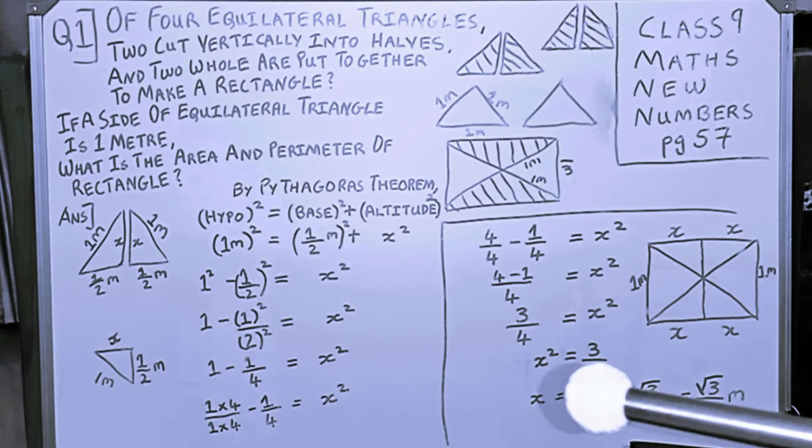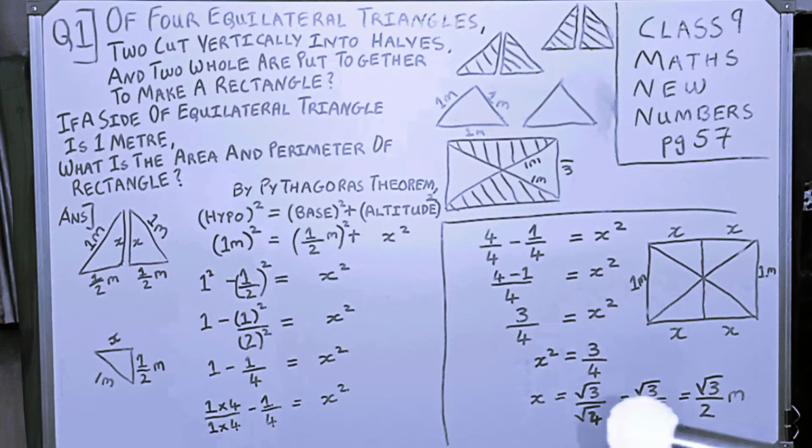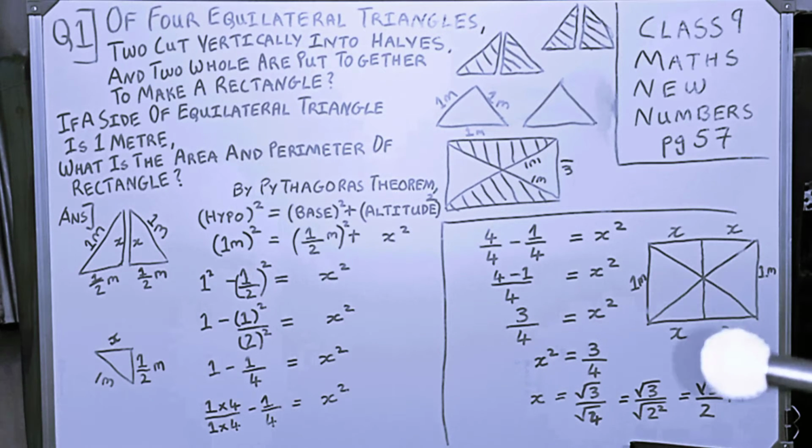So now we need to remove this square on x. Removing the squares, we get x is equal to square root of 3 over square root of 4. 4 can be written as 2 square. So square root of 3 divided by square root of 2 square. The square and square root will get cancelled, and you will get 2 in the denominator, and on the numerator root 3, so root 3 divided by 2 meter. Okay, so you have found out what x is. You can see in the diagram, x is root 3 divided by 2 meter.